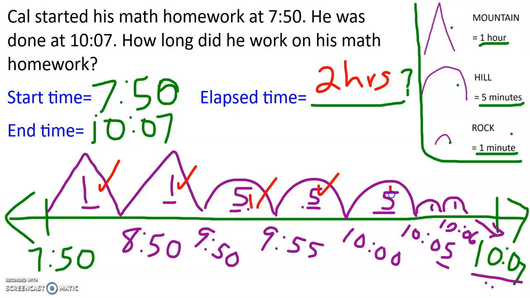5, 10, 15, 16, 17 minutes. And I like to check off things as I count, just like I did here, because then I know what I've counted and what I haven't counted. And it just helps me keep track of everything. So how long did Cal work on his math homework? He worked for 2 hours and 17 minutes because that's how much time passes between 7:50 and 10:07.